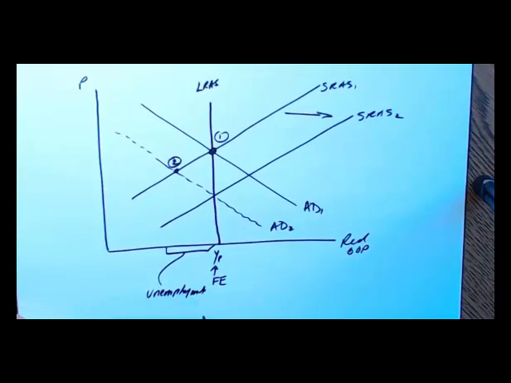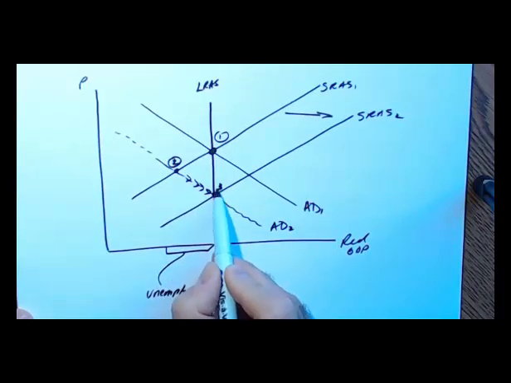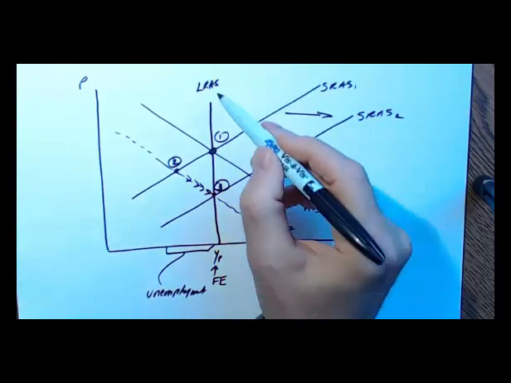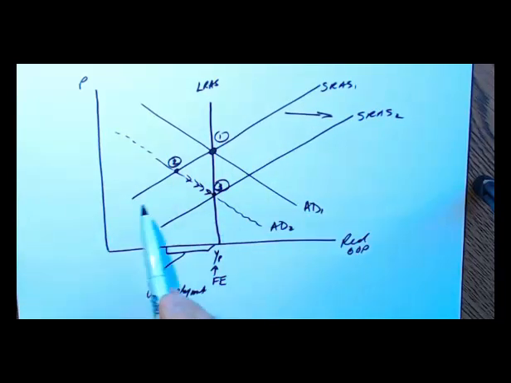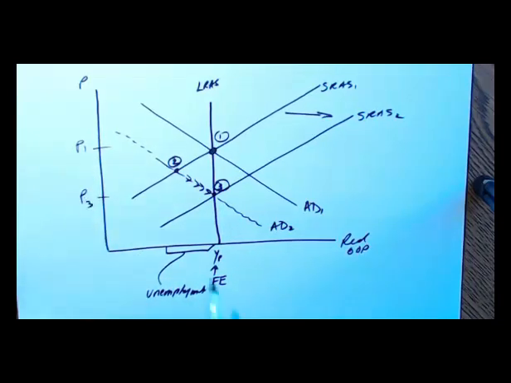And unemployment is going to cause wages to drop. And when wages drop, we end up coming down to 0.3, and we're back to our long-run equilibrium, but we're at a lower price level. So prices have gone from P1 now to P3, let's call it. And so there we are back into equilibrium.